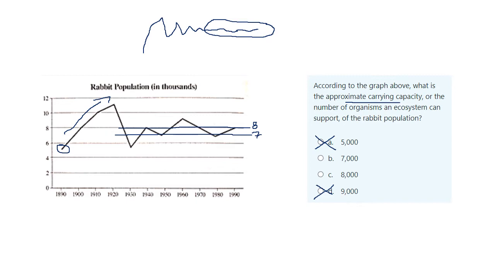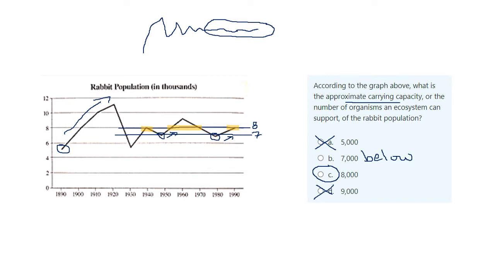Well, here, and then around here, coming back up to here, when it is only 7,000, it starts to come up again. It can support more than 7,000. We see 7,000 again here. Every time it goes down to 7,000, it goes back up. So 7,000 would be below the carrying capacity. The best answer for this question would be answer C.